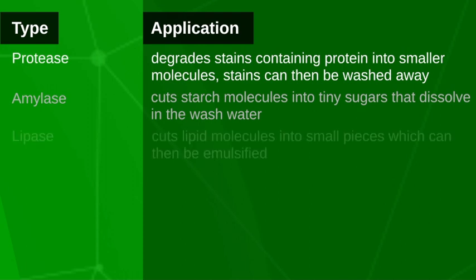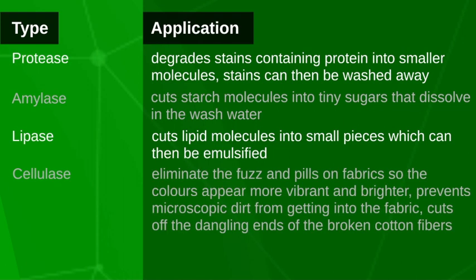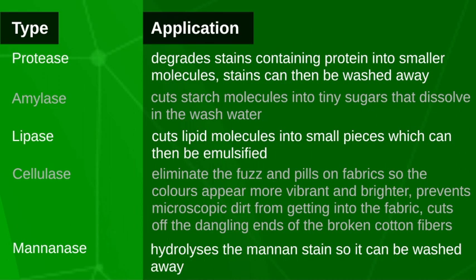Lipases degrade lipid molecules into small pieces which can then be emulsified. Examples include fats, butter, and sauce. Cellulase modifies the cellulose fiber structure by eliminating fuzz and pills on fabric so that the colors appear more bright and prevents microscopic dirt from getting into the fabric. Mannanase removes mannan stains by hydrolysis so that it can be washed away.